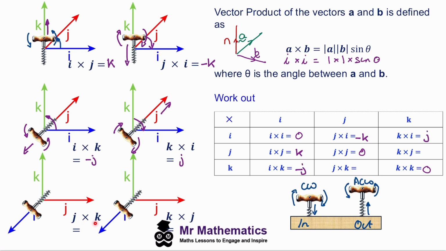And then for j crossed with k, I've had to change these axes around to orientate it. But for j crossed with k, we're going anti-clockwise. So this means we'll travel outwards, which is the i direction. And then for k crossed with j, we're turning clockwise. So we'll be going in, and this will be the negative i direction. Okay, so now we're going to use each of these values when we cross vector A with vector B.